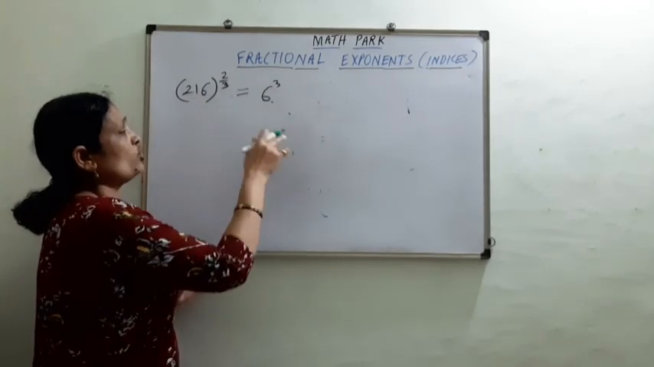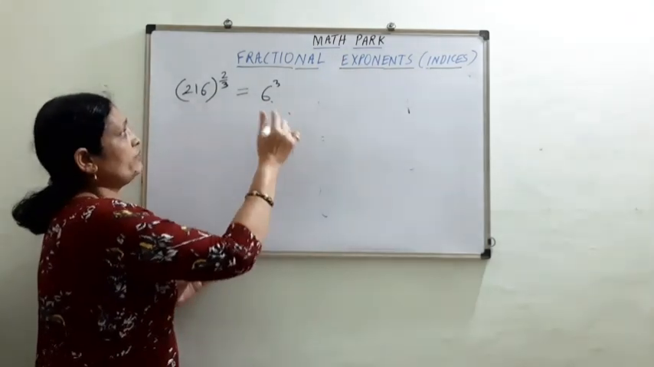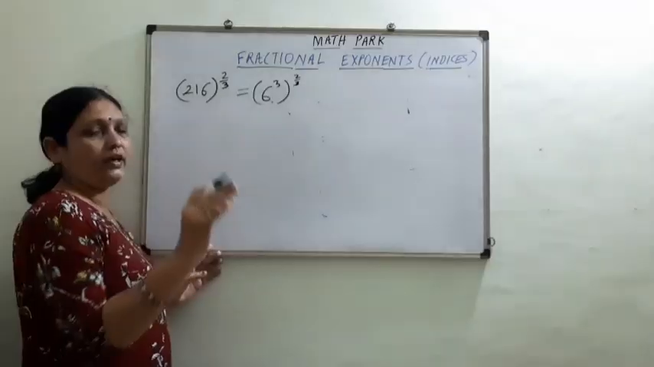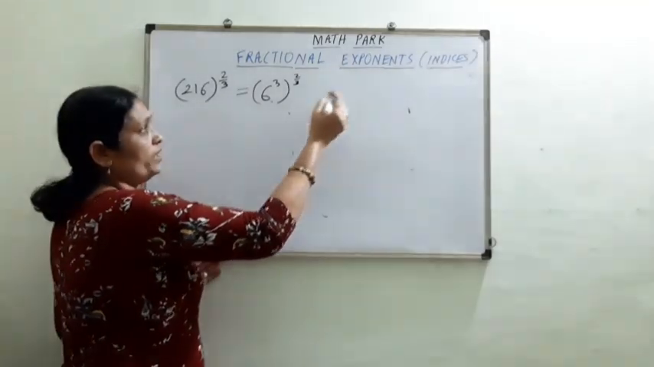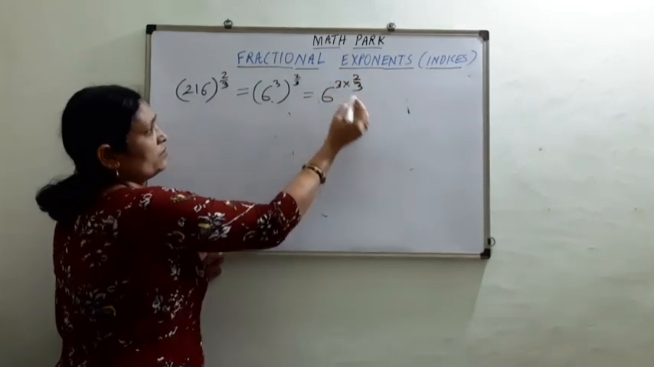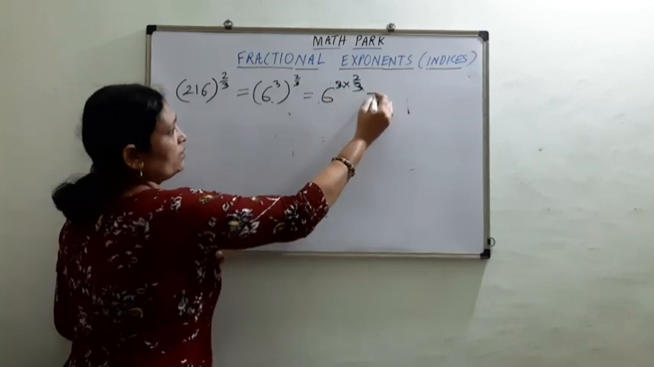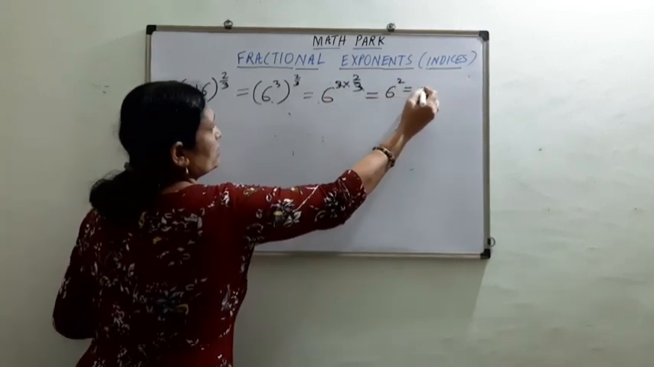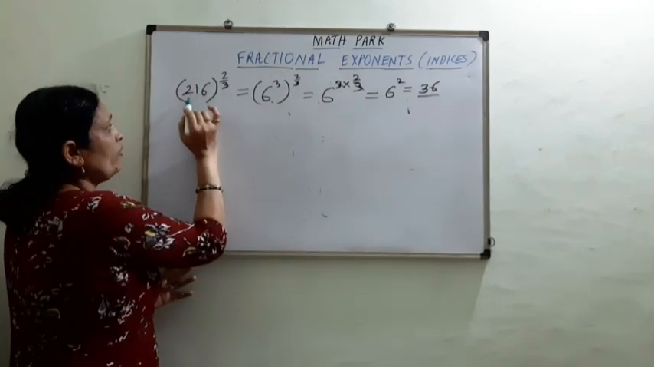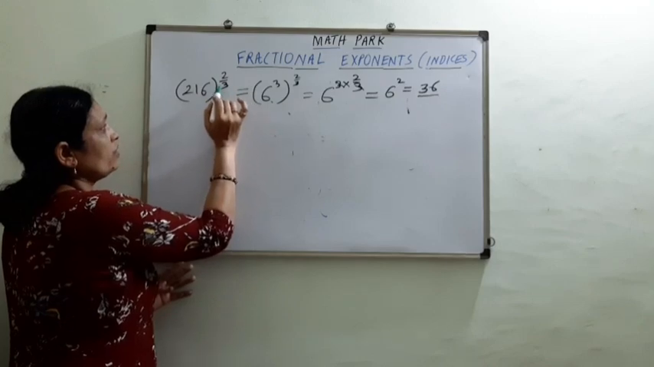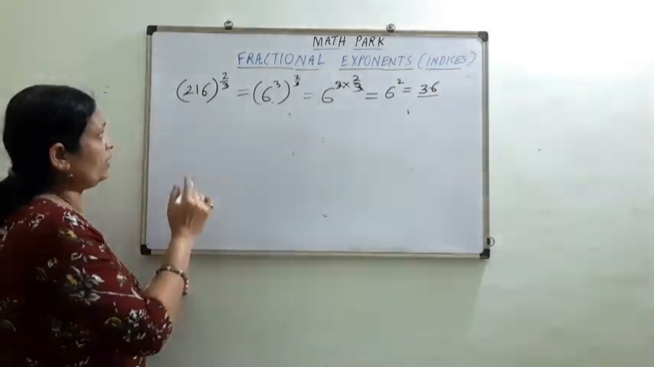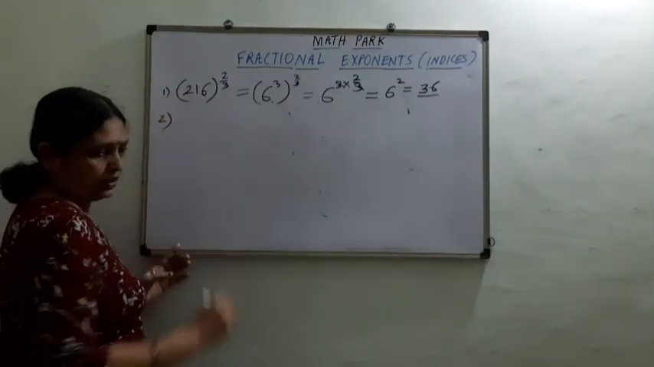If you do not know the cubes, children, you can find the cube by prime factorization. And raised to 2 by 3. Now we have the law a raised to m raised to n is equal to a raised to mn. So we get 6 raised to 3 into 2 by 3. Multiplication of fractions, this gets cancelled, which we get 6 raised to 2 and which is 36. Okay. So understand there is always some relation between the denominator of the fractional index and the base. That we need to find out. Okay. We take one more question.